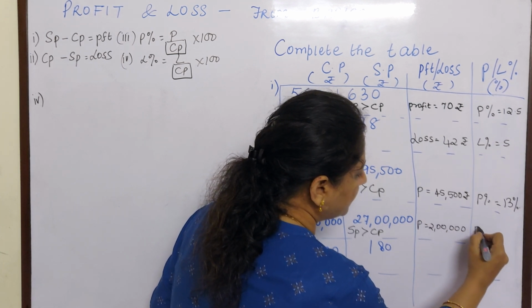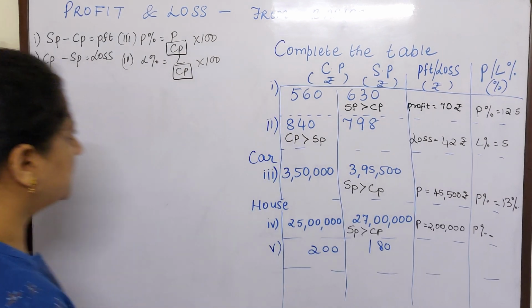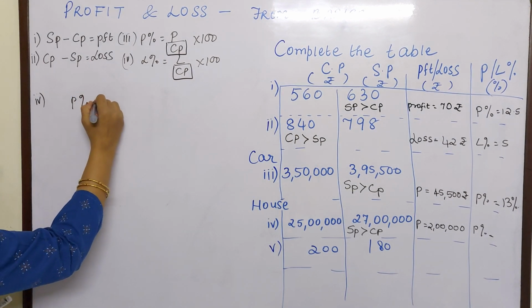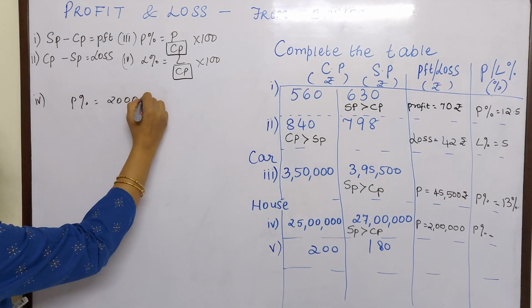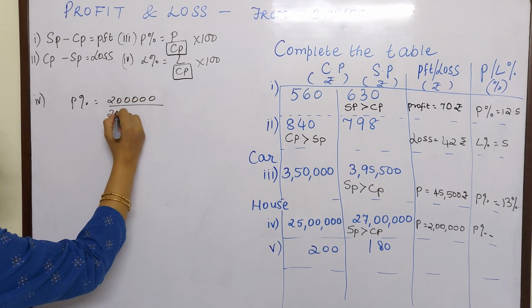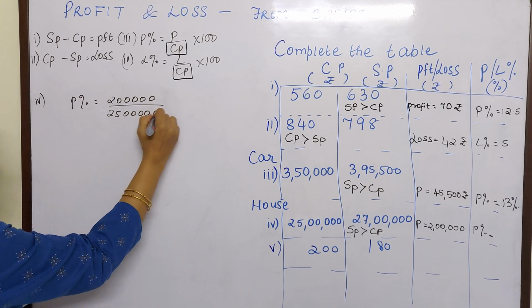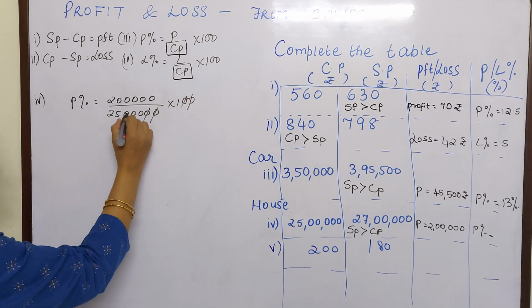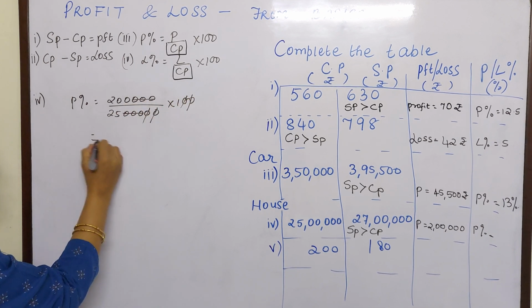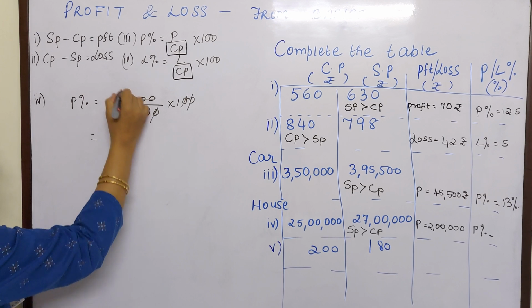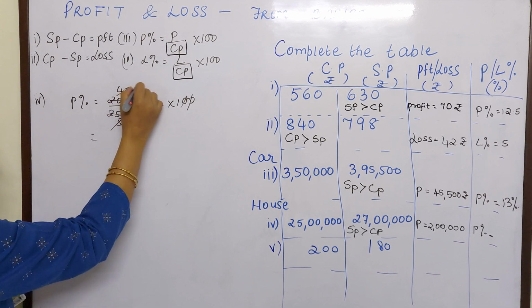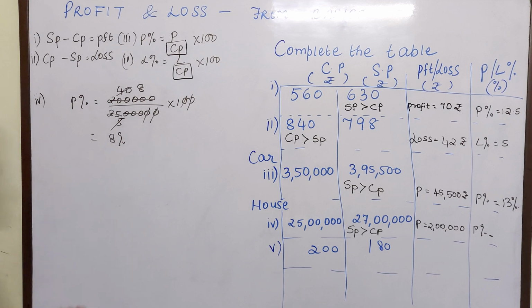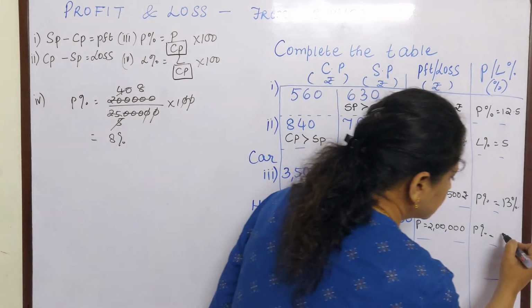And what will be profit percentage? Profit percentage will be profit which is 2 lakh by CP which is 25 lakh into 100. Cancelling the zeros, 5 5s are 25, 5 40s are 200, 5 8s are 40. So your profit percent is 8. So 8%.